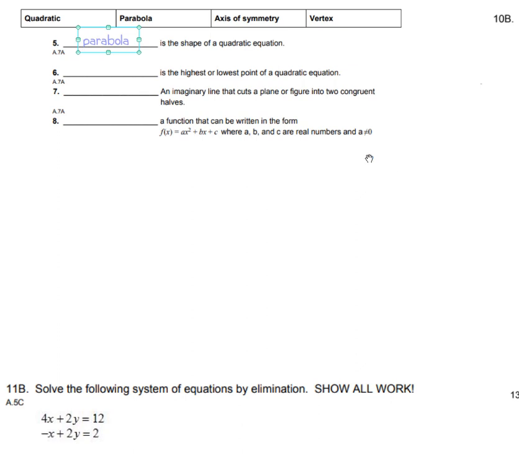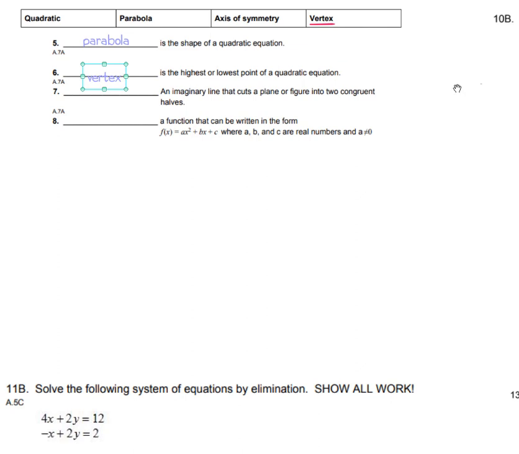Then it says the highest or lowest point of a quadratic equation. Well, I've already used parabola, right? So now I'm looking at the highest or lowest point in a quadratic equation. And that's going to be the vertex. The vertex is your highest or your lowest point. So I'm going to go ahead and put that in as well. Let me go ahead and write it there. The vertex. Okay. All right.